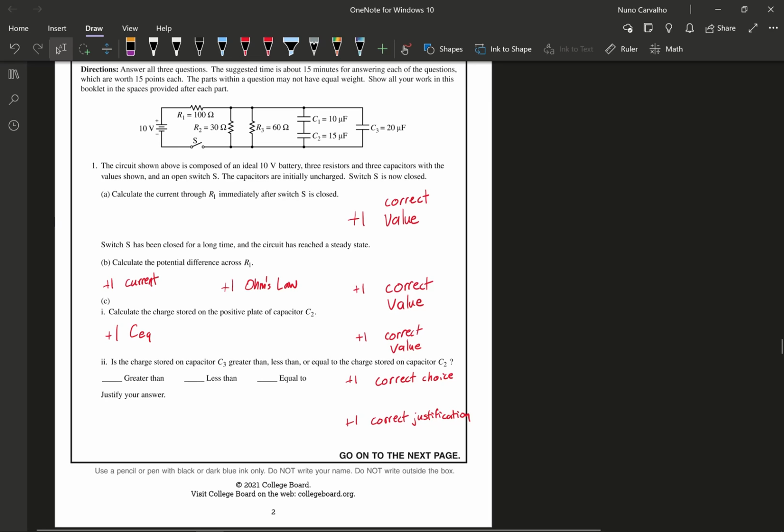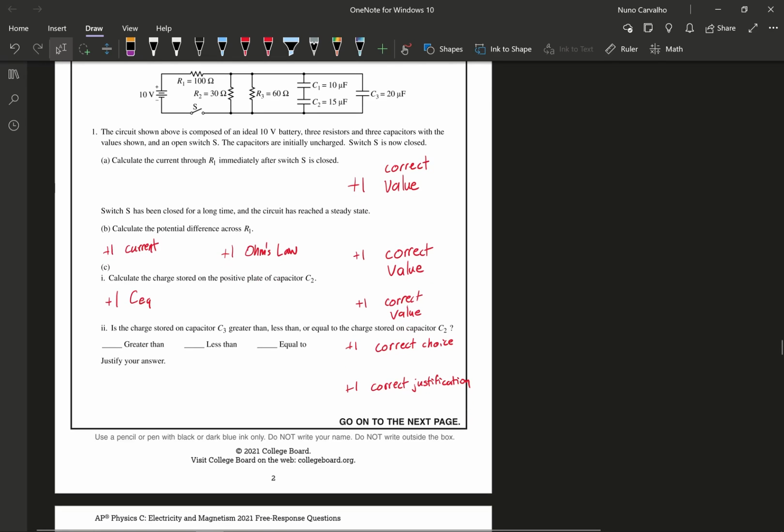I should mention that a lot of these, the correct value, you can still get the point for it, even if it actually isn't the correct value, as long as you plugged in the right number from a previous answer. So like, let's say for part B, you needed an answer from part A, and for part A, you got it wrong, but you still substituted it correctly into part B, you could still get the point. Okay, so just be wary of that.